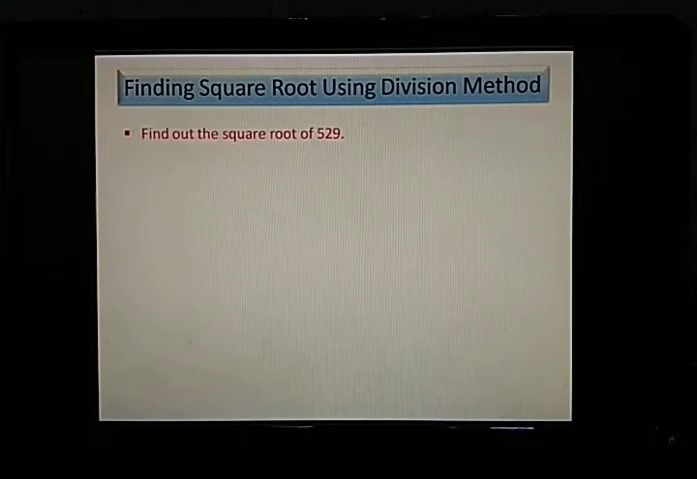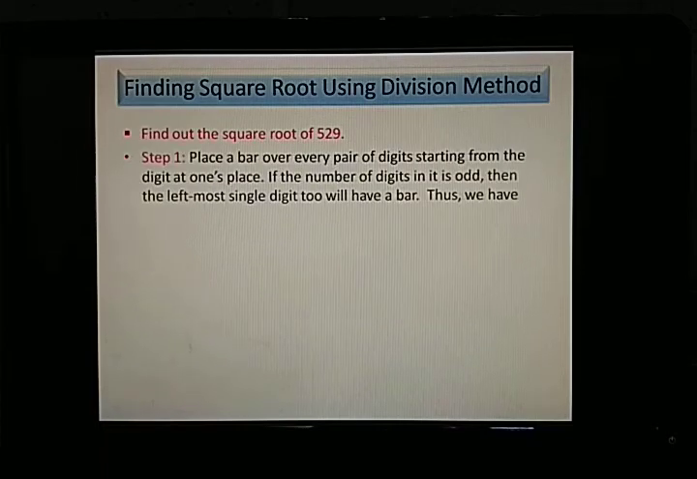Say we are asked to find the square root of 529. Obviously this is a big number. We can't do it with the help of the repeated subtraction method or the prime factorization method. So in this case we have to use the division method. First of all, we'll follow the steps.